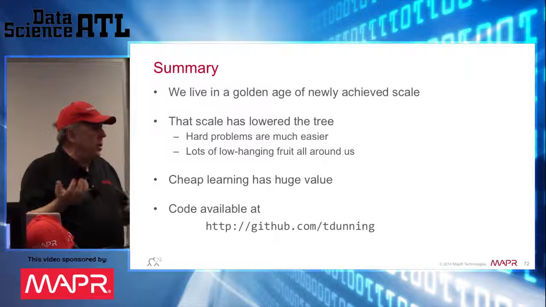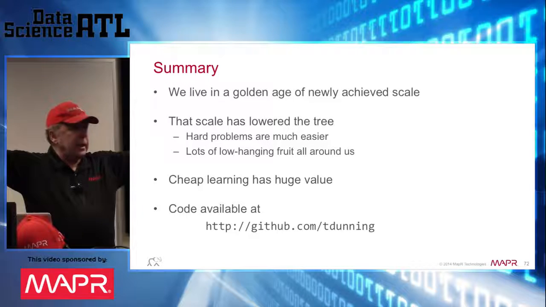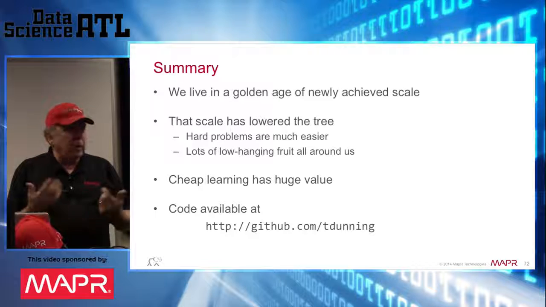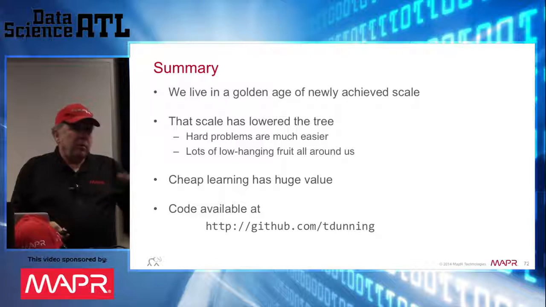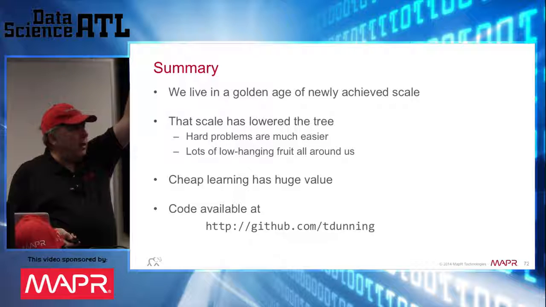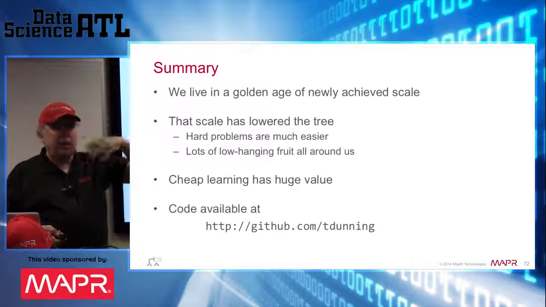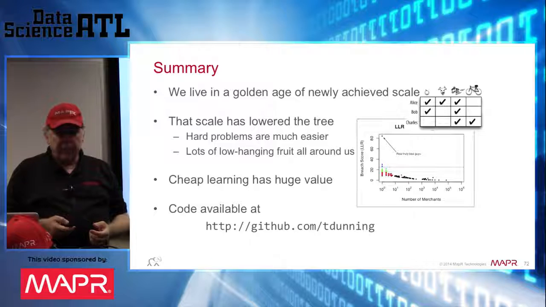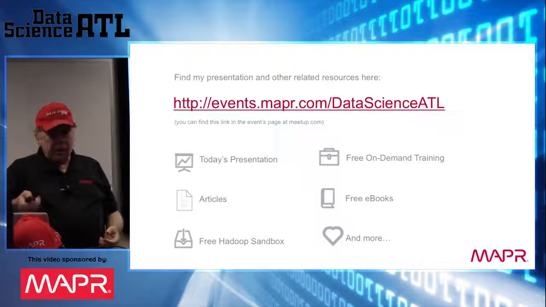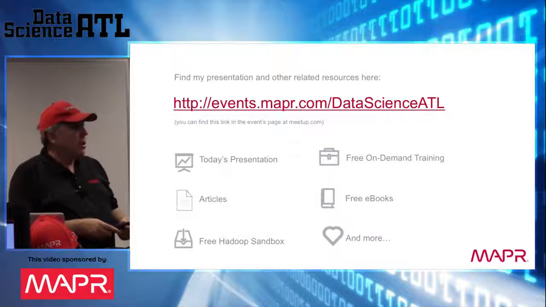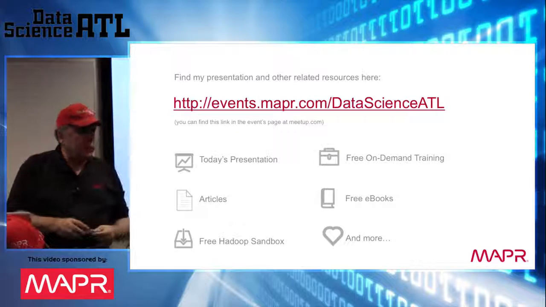So we live in a golden age right now. All of this data is coming at us, and we now have very simple things that we can do to find these things. We used to have low-hanging fruit. The tree just came down lower, and we have gobs of low-hanging fruit again. There's just all kinds of things we can do. You've seen several examples, and you can get more information at this web link.